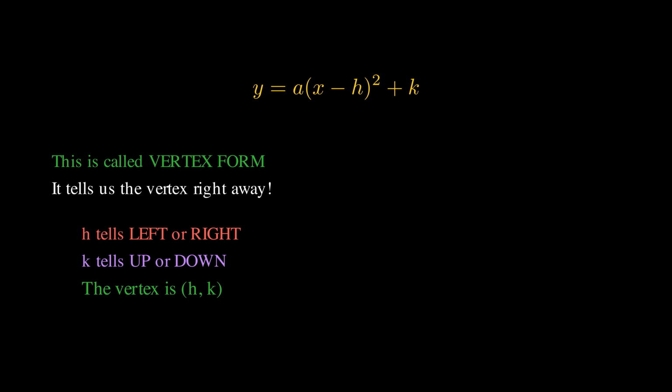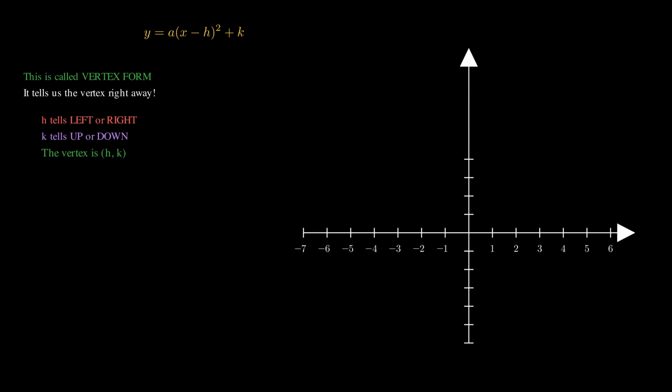The letter h tells us how far the graph moves left or right. The letter k tells us how far the graph moves up or down. Together, h and k give us the vertex. It's basically another way to write x and y. The h value is the x and the k value is the y. Let's look at an example written in vertex form.